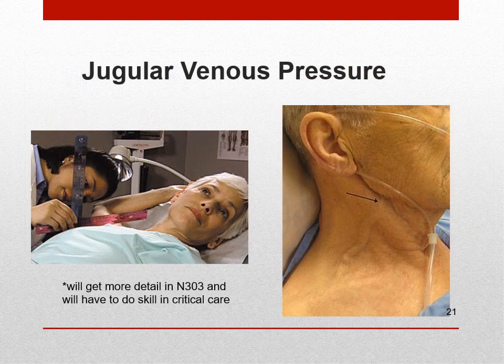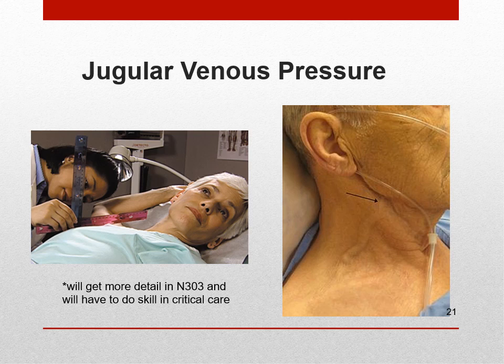We used to have to measure jugular venous pressure. You still do. You'll get more detail in Nursing 303, and you will actually have to do the skill in critical care. They now have machines that help you do this, but before we used to do, just like you see in the left-handed picture, we actually used to use 2 rulers, and what you did is you measured how high it was above the skin, this jugular vein thing. Back in the days of when I had to do it in school, that's how we had to measure it back then, but now we have these wonderful little machines in critical care that will do that for you, and you won't have to do that as a skill, but you will learn it in critical care.